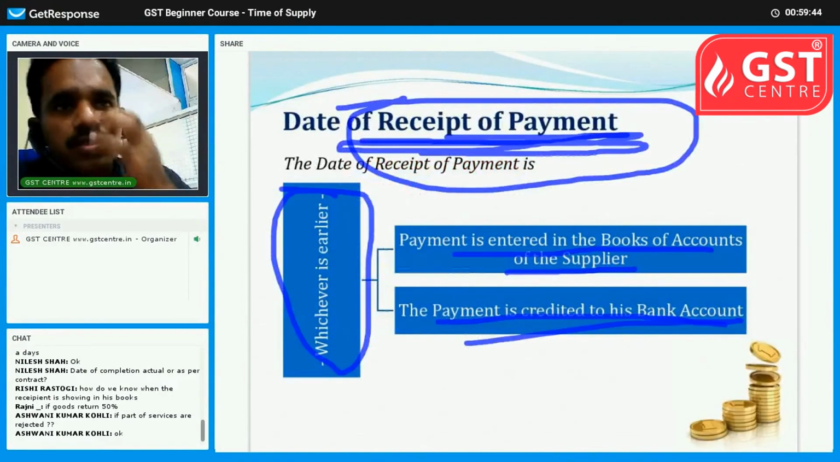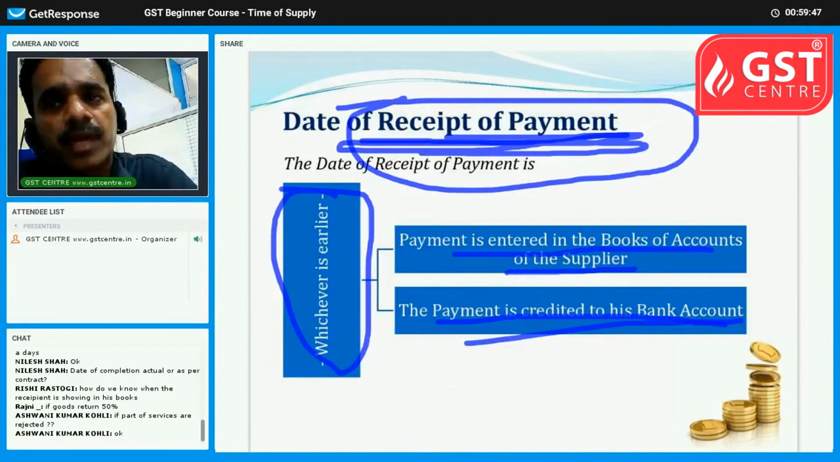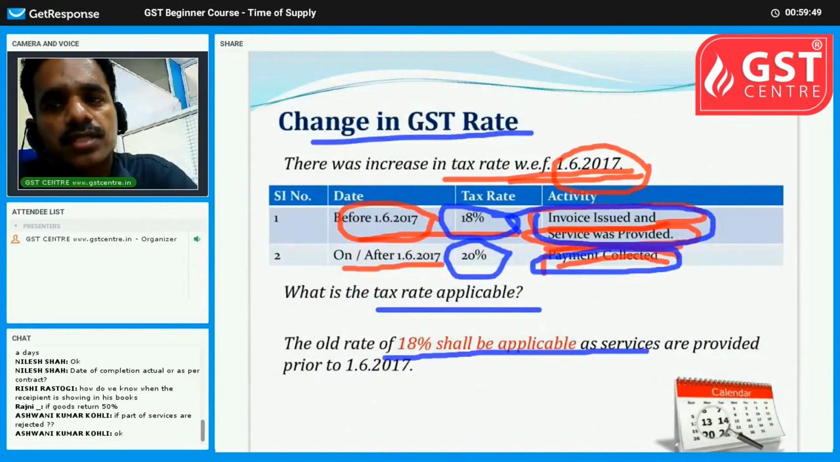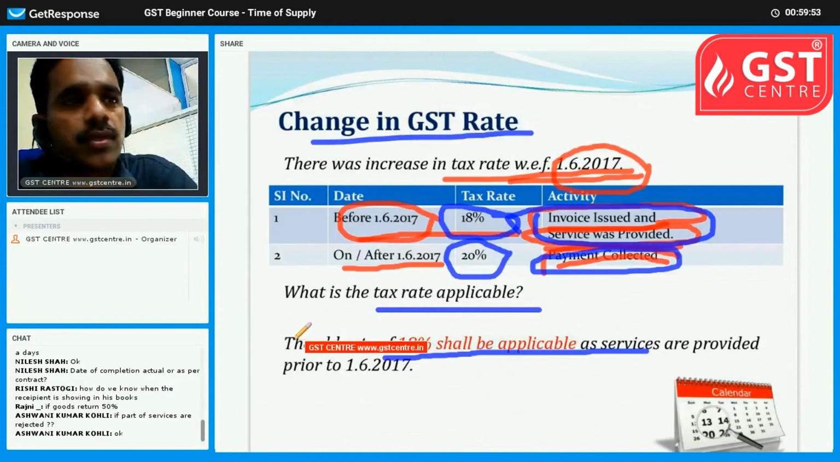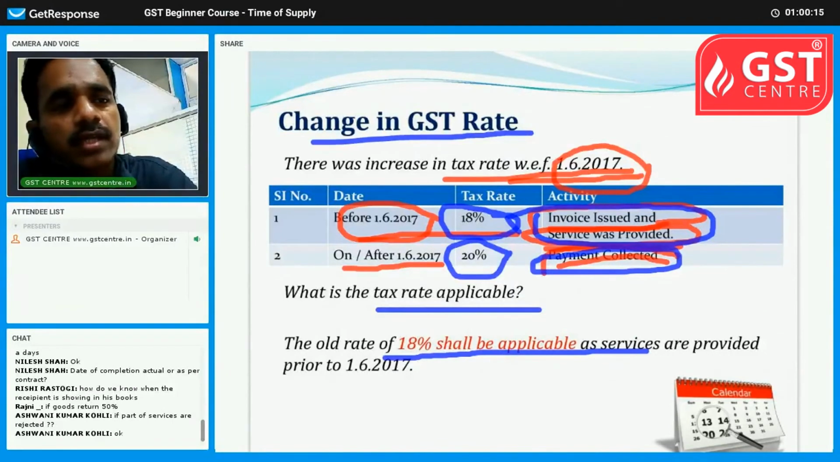Here in the third PPT, we have seen how to determine the receipt of payment date and what to do when there is a change in GST rate. Meanwhile, go to the gstcenter.in website and open the training page. There is a new video regarding how our franchisees can deliver training to the students.